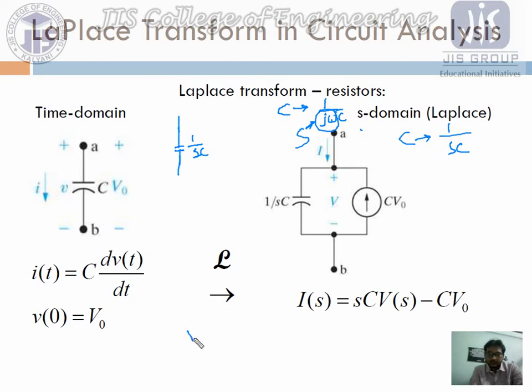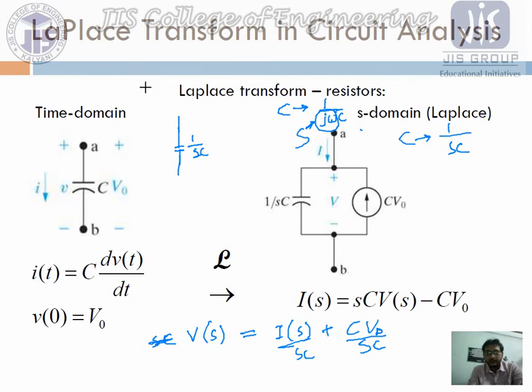So if we find V of s, we are just taking the left-hand side in s of c, sC V of s equals I of s plus C V0. Similarly, if we take it this side, sC will be cancelled out and sC will be over here, divided by sC. So V of s is the overall voltage across the capacitor.